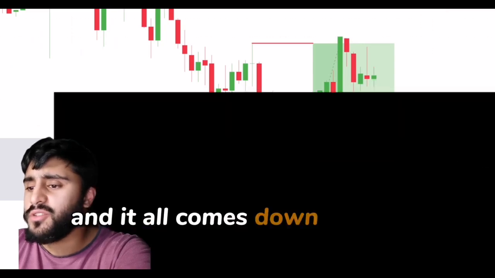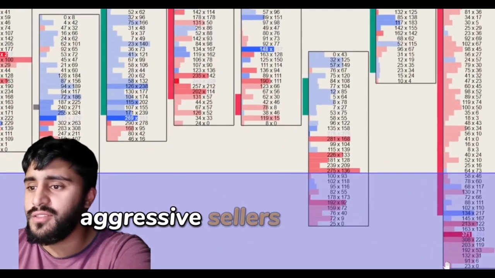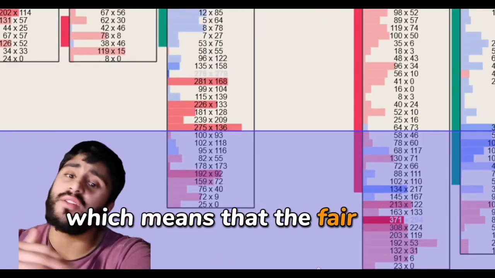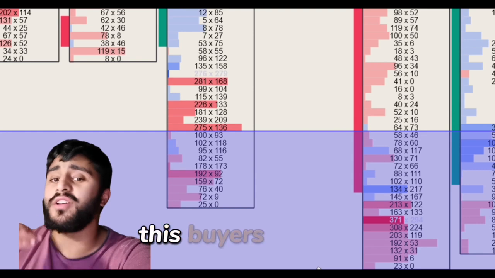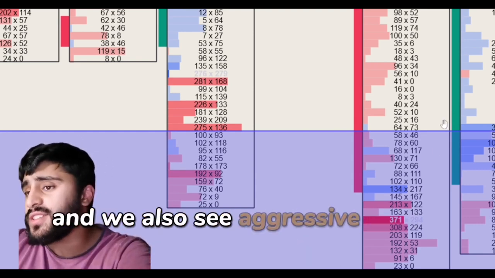And it all comes down to using the order flow, right? So we're looking for aggressive sellers, aggressive sellers, aggressive sellers. And none of them were rewarded, which means that the fair value gap is holding. There's buyers present. Buyers are in control because the sellers are failing. And we also see aggressive buyers step in.